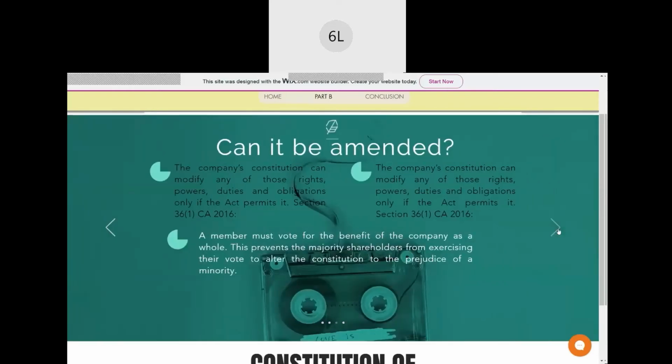Next, the company constitution can be amended. Any of those rights, powers, duties, and obligations can be amended only if the Act permits it, according to Section 36(1) CA 2016.